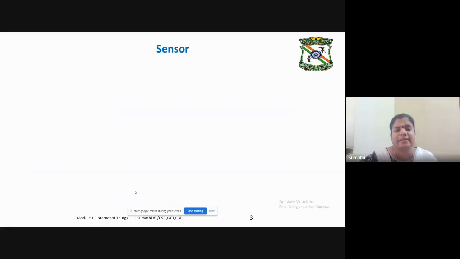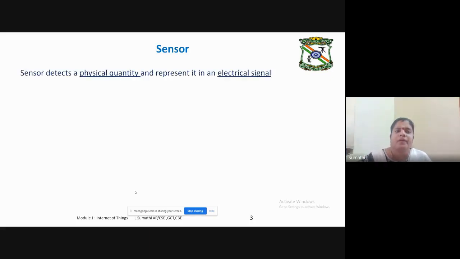We start with sensor. Okay, what is a sensor? A sensor detects a physical quantity and represents it in an electrical signal. That's what we have seen. So what could be the physical quantity, right? What are all the physical quantities you have?